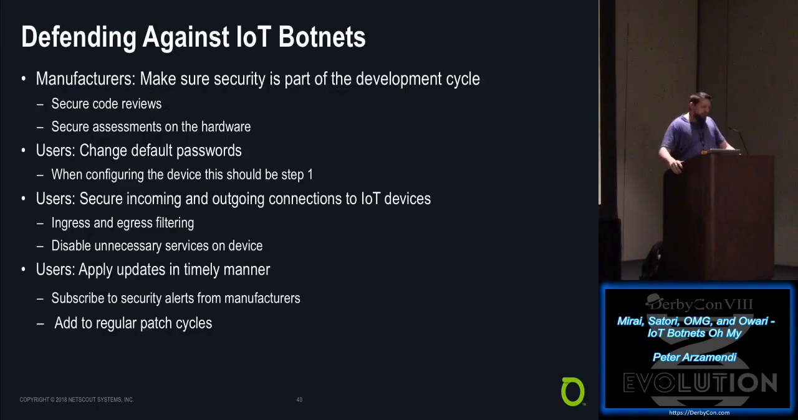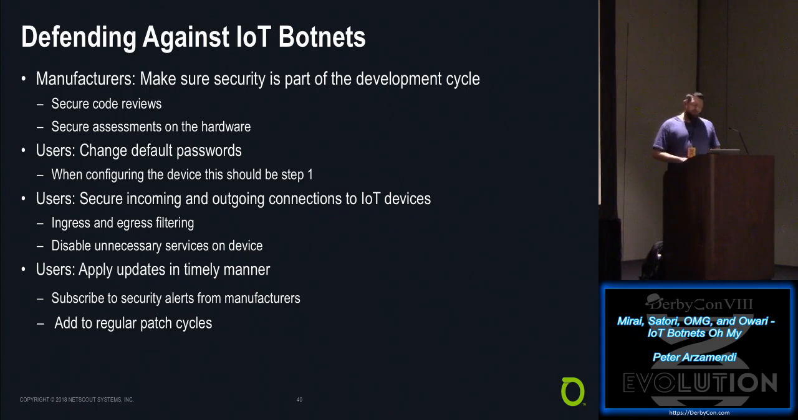Defending against IoT bots. Now, what can we do to help reduce the risk of this? From the manufacturer side, we can start looking at doing code reviews. Make sure secure code reviews and security assessments are being done against the devices during development time, not as an afterthought or a bolt-on. Not, okay, we have the chipsets, we have all this stuff, now let's do the security review when we're locked into using the technology and the hardware.